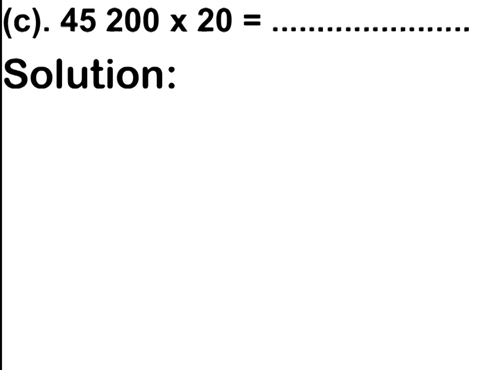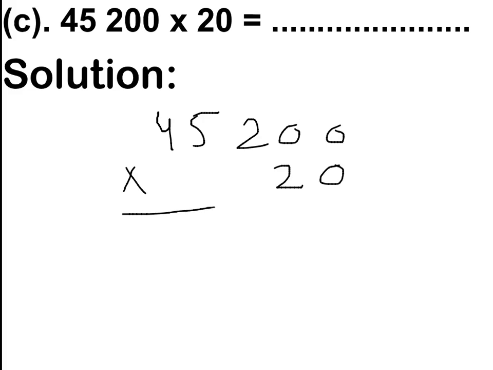Next step is part C. The value of part C is 45,200 multiplied by 20. Now we will multiply it by 20. Student, here is a short method. First we will count the zeros: 0, 1, 2 and 3. We will write 3 zeros. Understand?